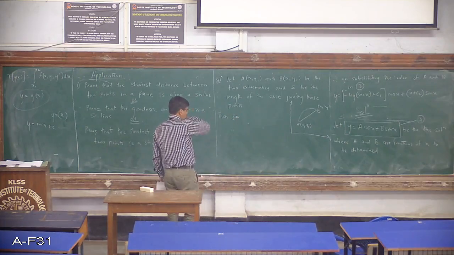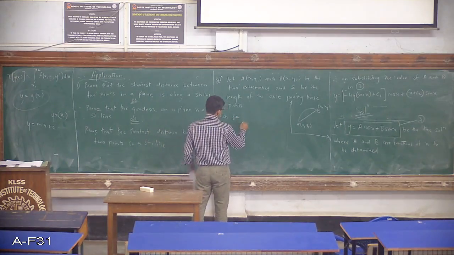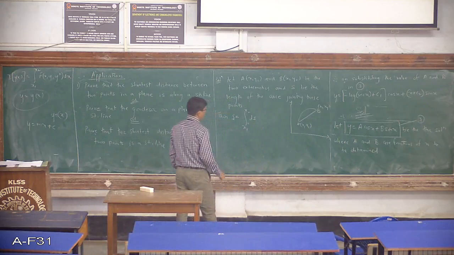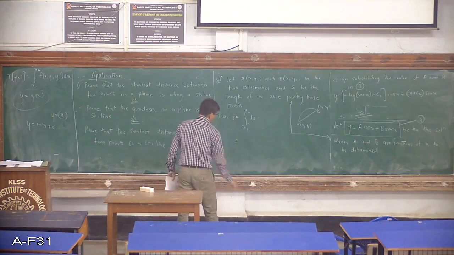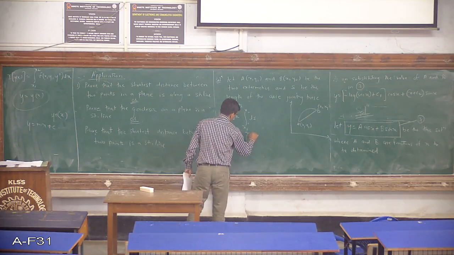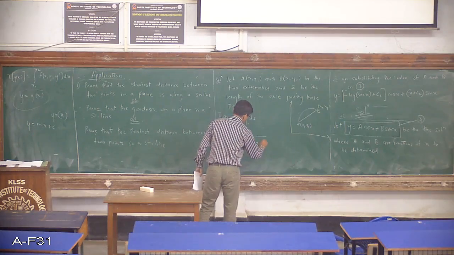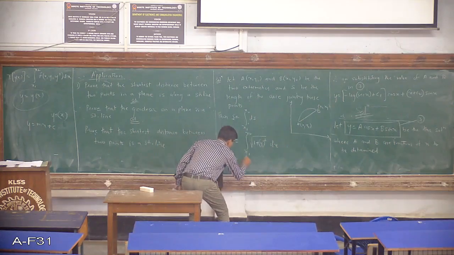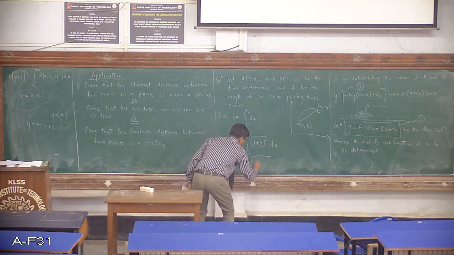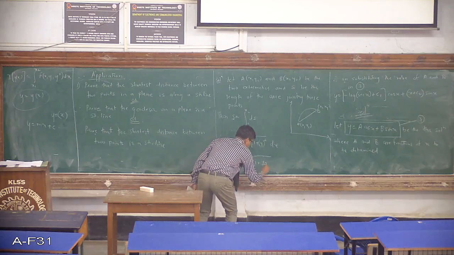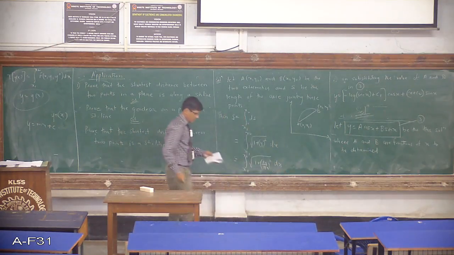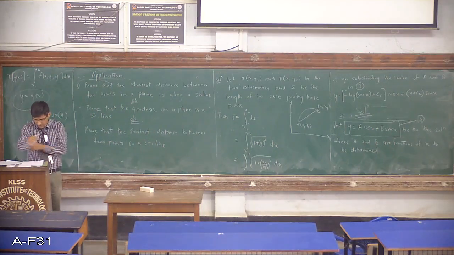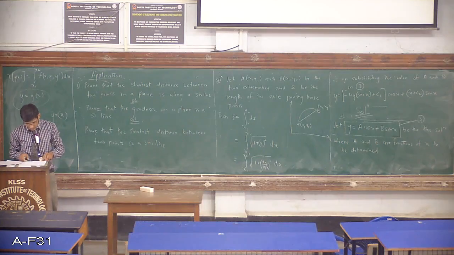S, the length of the arc, is always given by the integration over the limit x1 to x2 of ds, which is equal to the integration from x1 to x2 of square root of 1 plus y1 prime square into dx, right? Or this I can write as integration from x1 to x2 of square root of 1 plus dy by dx the whole square into dx, right? So you can take either the first equation or the second equation. Fine.